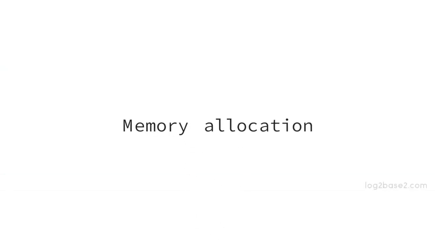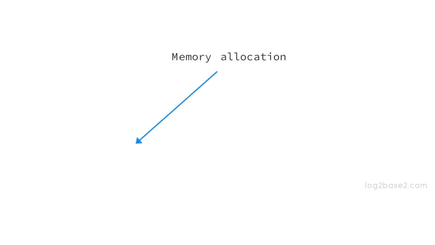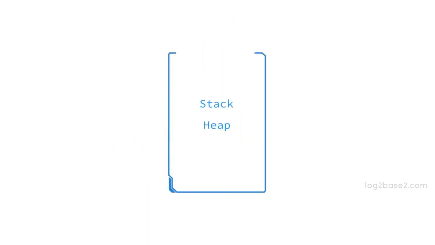Firstly, malloc stands for memory allocation. Memory can be allocated in two ways, statically or dynamically. In static allocation, memory is allocated at compile time in the stack. But in dynamic memory allocation, memory gets allocated at runtime in the heap. Both stack and heap sections are stored in the random access memory of the computer system.